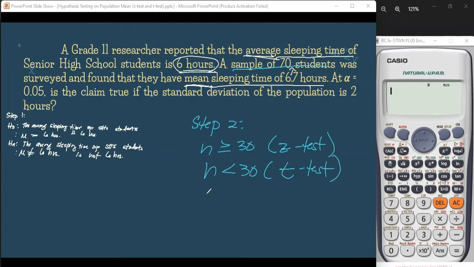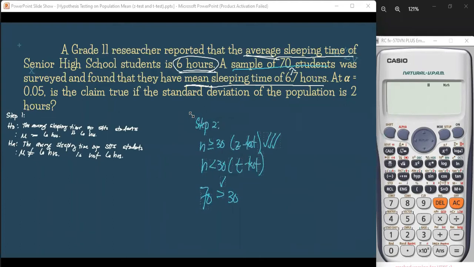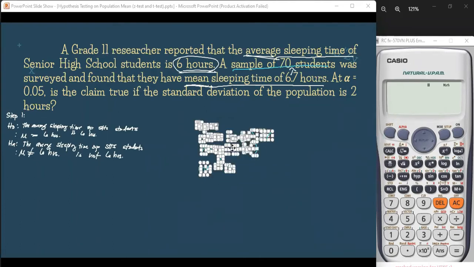Now, my dear students, 70 po si sample natin. Is it greater than or equal to 30 or less than 30? So that is greater than 30. So therefore, ang gagamitin po natin ay si z-test. So let's move it again. So hindi pa po tayo tapos kay step number 2. Opo.